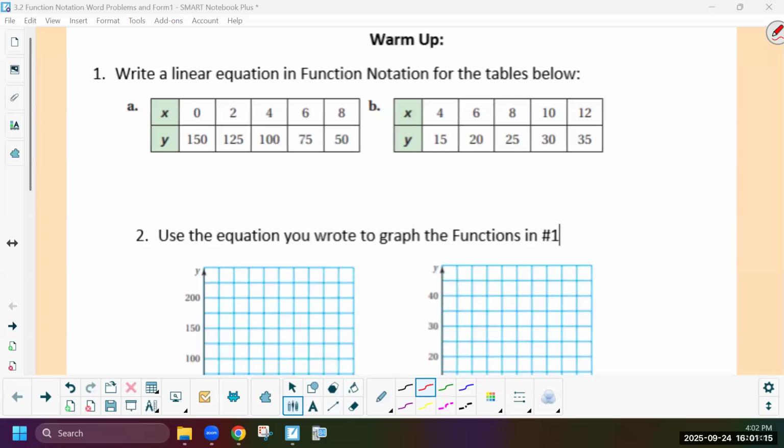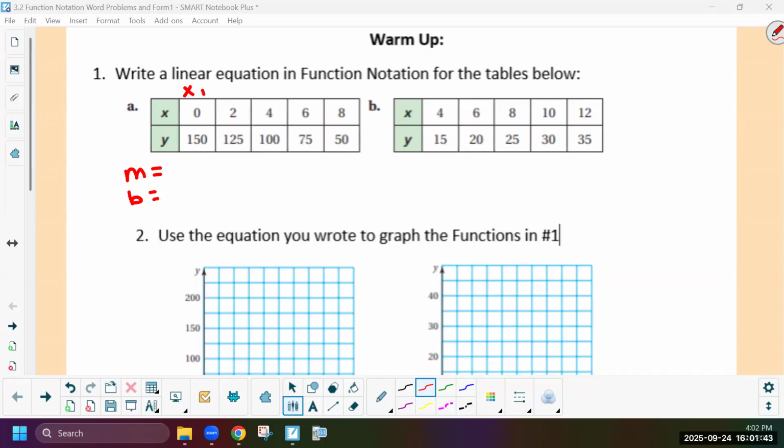Okay, so it says write a linear equation in function notation for the tables below. So the first thing we need to do is we need to know the slope and we need to know the y-intercept. So I'm going to say m equals and b equals for the first one. So remember, slope is the change in the y divided by the change in the x. So if you need to, you can always label this as pick any 2 points. I'm just going to pick the first 2 points.